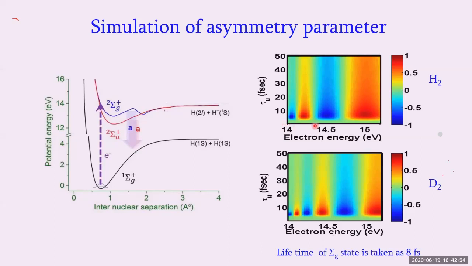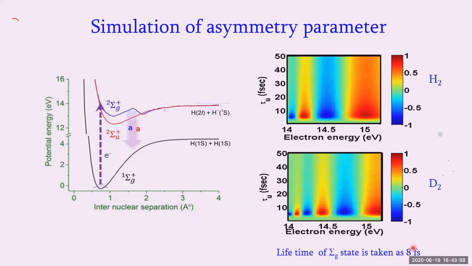What is observed is that as a function of energy, there is a clear presence of interference in the oscillation of the asymmetry parameter, going from negative to positive to negative to positive. For any of the lifetimes, you see this. But if you increase the lifetime of the sigma u state in this particular system, with the set of potential energy curves we used here, the asymmetry starts vanishing slowly. The difference starts vanishing because, as a function of time, the decay leads to a reduction in the contrast. And for D2, you can see more oscillation, with a lower or higher frequency in terms of the energy domain, if you look at it.